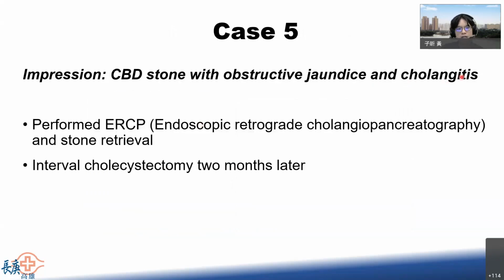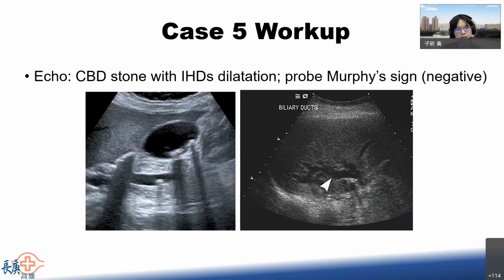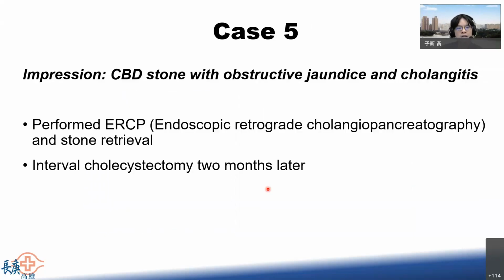So cholangitis, and the patient, nowadays we can perform ERCP. This is an endoscopic procedure. It's a retrograde cholangiopancreatography. Usually we perform this to approach the biliary tree with stones or strictures. And stone retrieval was performed during this procedure. But the cause of this cholangitis, the gallstones, these need to be managed as well, because next time if the stone comes out of the gallbladder and gets stuck in the CBD again, then this patient will have recurrent obstructive jaundice and cholangitis. So the patient later, 2 months later, received an interval cholecystectomy.